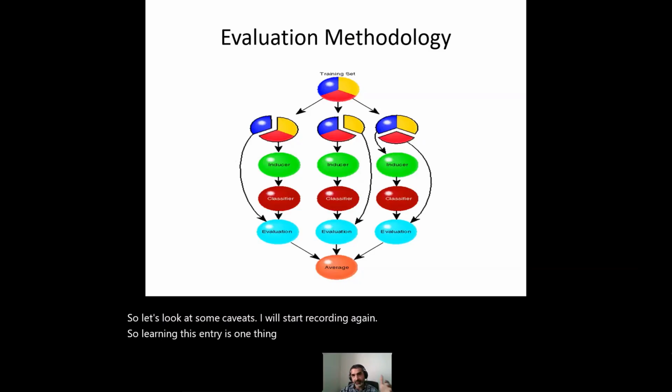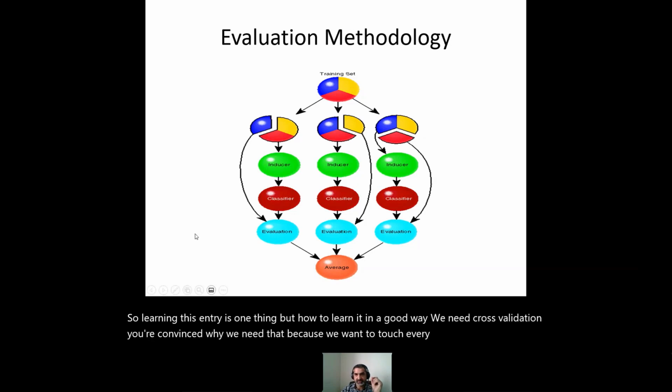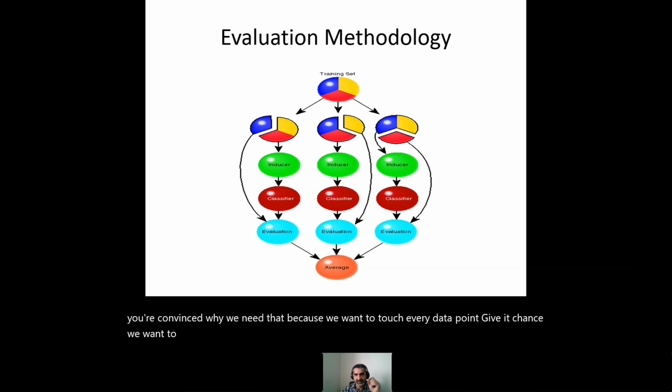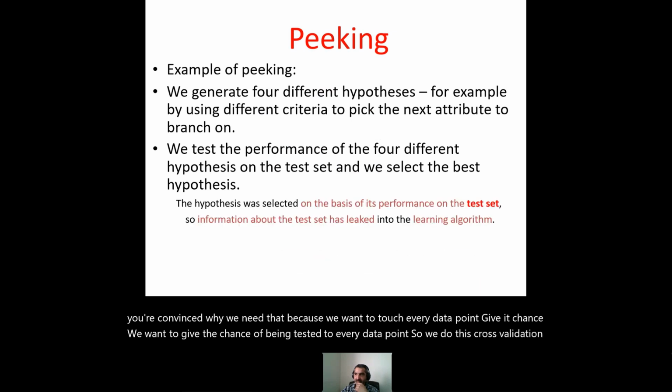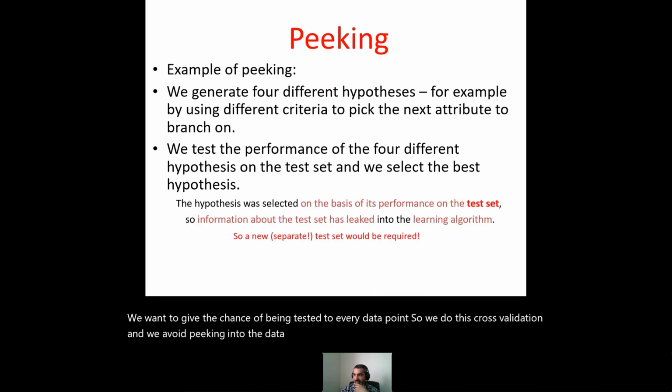Learning a decision tree is one thing, but how to learn it in a good way? We need cross-validation. You're convinced why we need that, because we want to give the chance of being tested to every data point. So we do this cross-validation, and we avoid peeking into the data through test data, keeping some part of the data as the future. So we never know what is in the future.